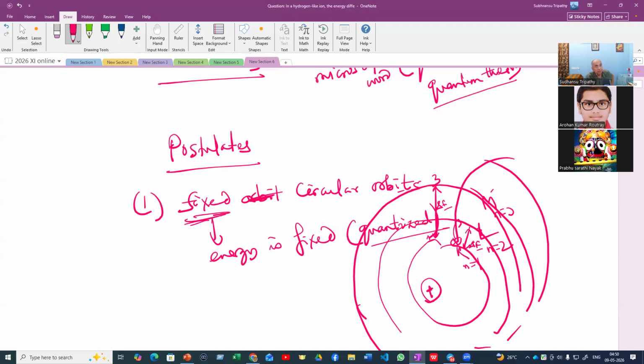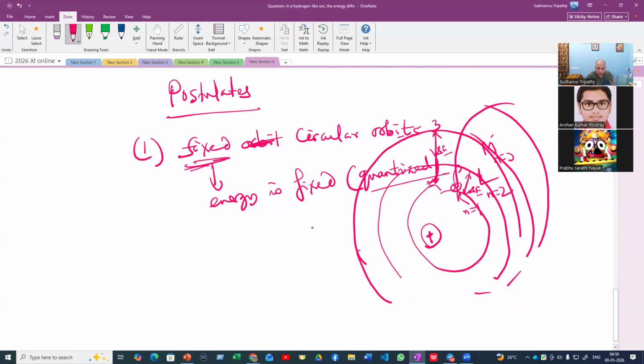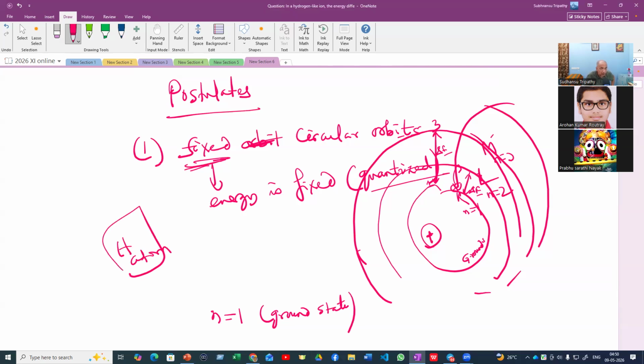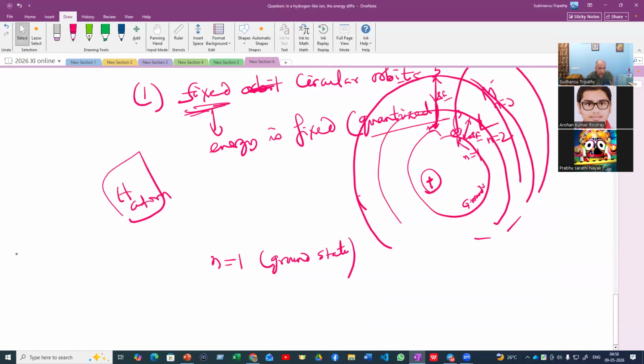Then it will jump. So n is equal to 1 is called the ground state. And I'm talking of the hydrogen atom. He developed the theory for the hydrogen atom or similar atoms. And n is equal to 2, the second shell, is called the first excited state.